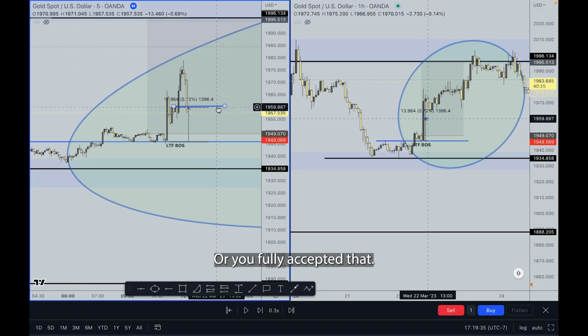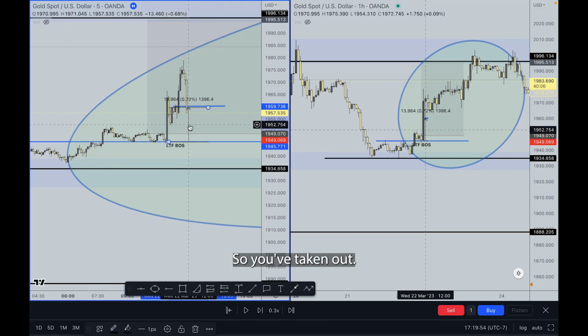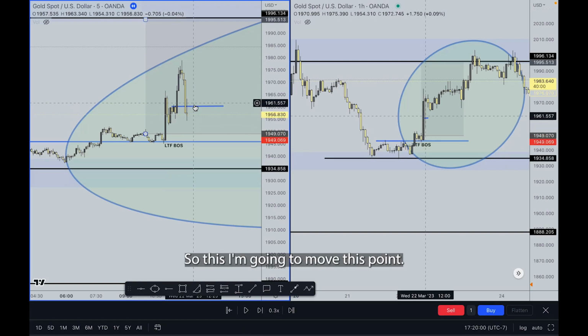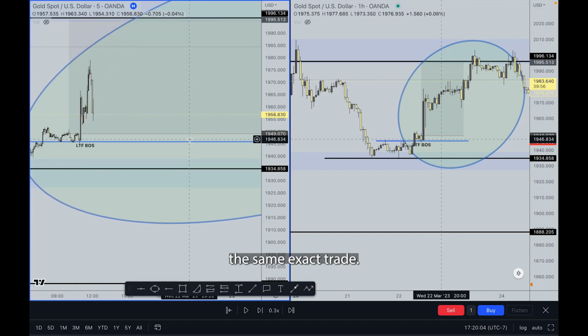Or you would have fully accepted that, okay, I'm seeing this overall bigger move. I'm content if price comes back and takes me out at this trailing stop loss because I know I have profit secured. I know that I managed the trade effectively, and I know that I could possibly re-enter if this takes me out from this point. So you're taken out. Next candle. All right, let's watch. So this, I'm going to move this point. You could possibly re-enter the same exact trade.